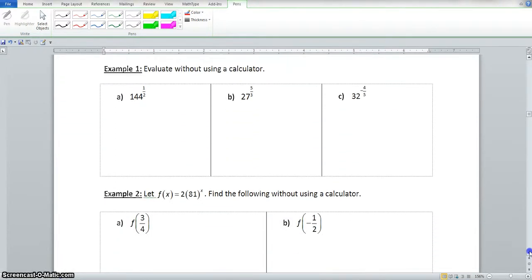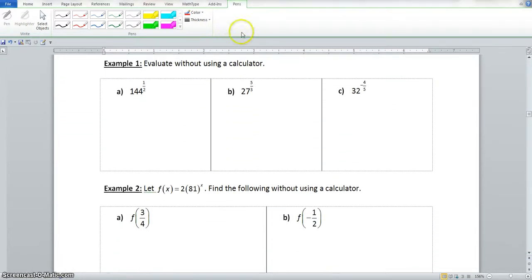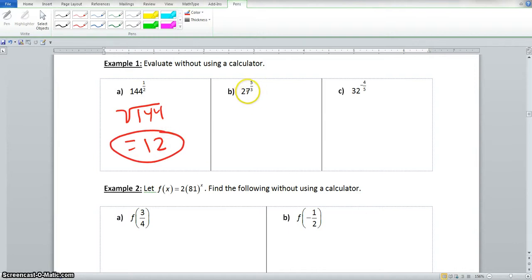Now we scroll here to the next page. We have here example 1. It says evaluate without using a calculator. We know 144 to the 1/2 power is the same thing as the square root of 144, which we know is 12. Now we add 27 to the 5/3 power. We would separate this. We know that this would end up being the cube root of 27. On the outside, we'll put the 5th power. The cube root of 27 is 3. And we add 3 to the 5th power, which we know is 243.